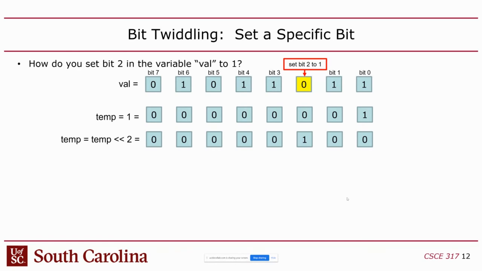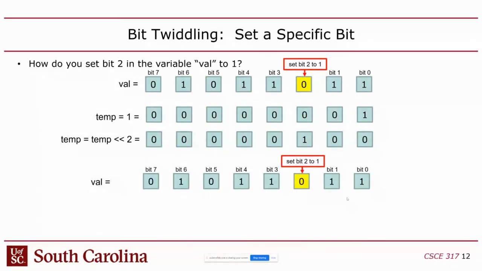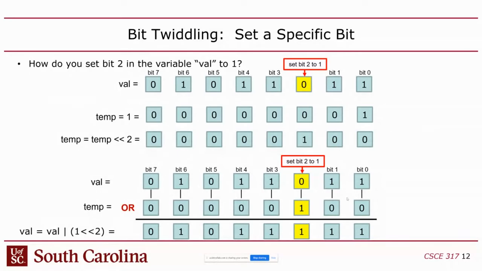Anyway, so we've got val, and we've got temp. If we want to set the bit to 1, we can take val and do a bitwise OR operation with temp, and that'll basically merge the two values together, and it'll set bit 2 to 1. So to do that in code, you can compress this all into one statement. You can say val equals val bar, a bitwise OR, and then 1 shifted left by 2 bits.